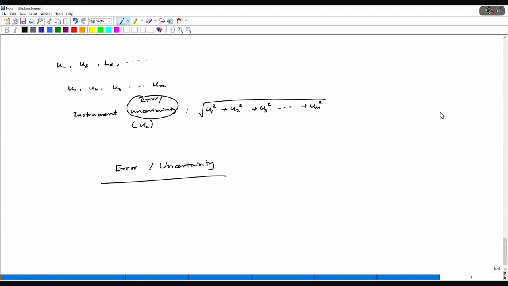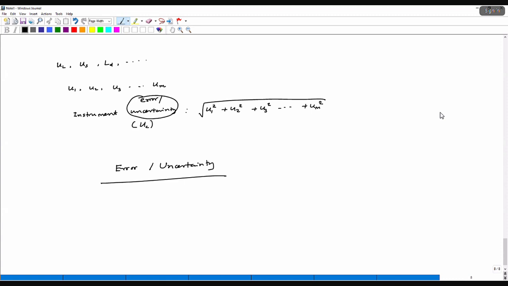What are the external effects? What method are you using, what kind of system are you using, where you are measuring? Is there any vibration? Is there any change in the environment? So all these effects come in, and together they are all combined into uncertainty.